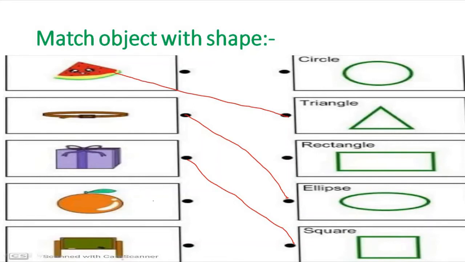Orange? Yes, with a circle. And last, with what should I match this? Can you imagine? Yes, I should match it with a rectangle. Let's do it. Okay.